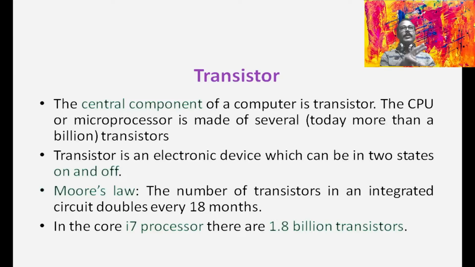So transistor is an electronic device that has only two states, on and off. And Moore's law says that the number of transistors is going to double every 18 months. And the i7 processor has approximately 1.8 billion transistors. I think this value is from when I prepared these slides, but now it is 3 billion. So it is changing at a rapid rate.